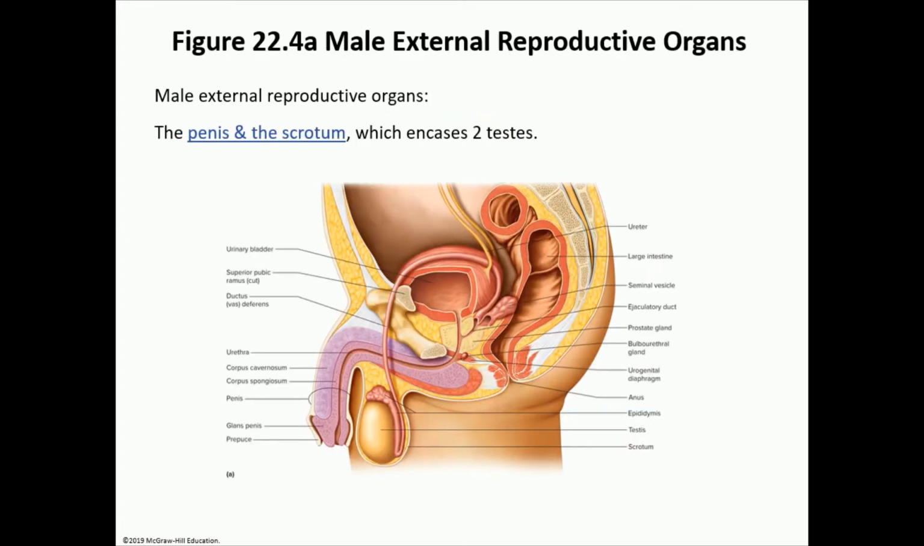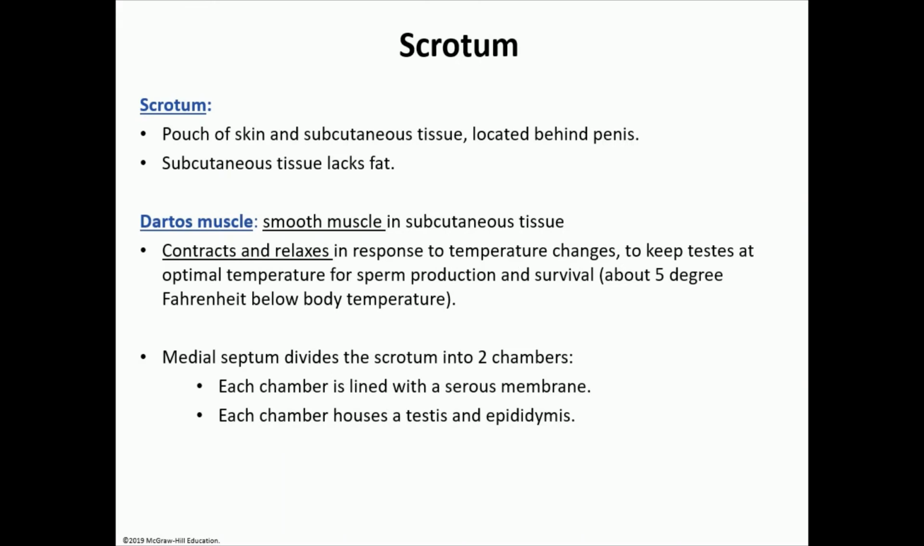Now for the male external reproductive organs, namely the scrotum and the penis. And we'll talk about each one of them. So the scrotum is that pouch of skin and subcutaneous tissue that is found behind the penis. The subcutaneous tissue does not have fat in this area. There is a smooth muscle though, and that smooth muscle is known as the dartos muscle, and it contracts and relaxes in response to changes in temperature.